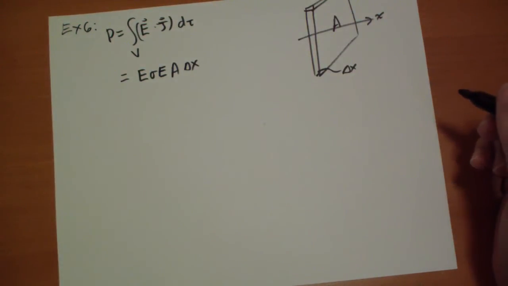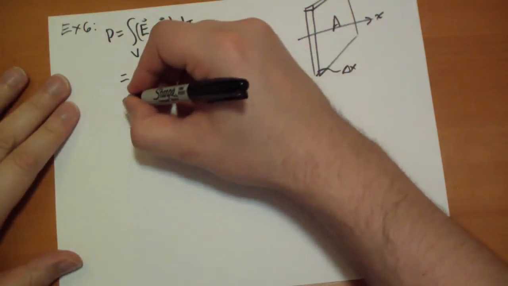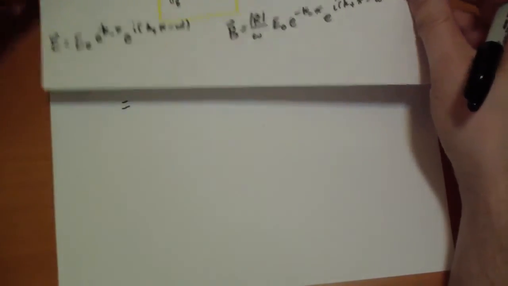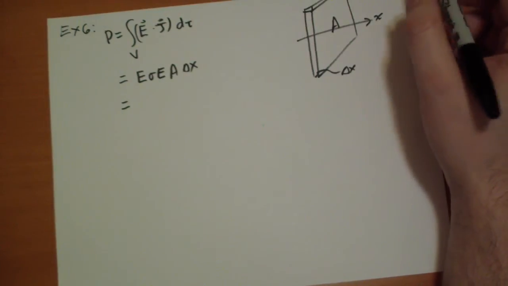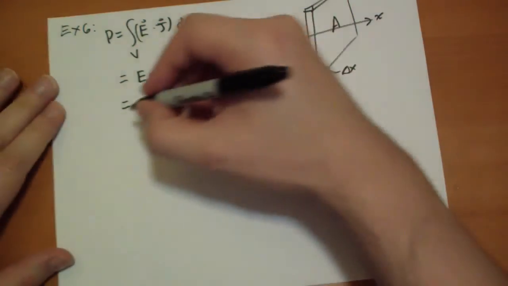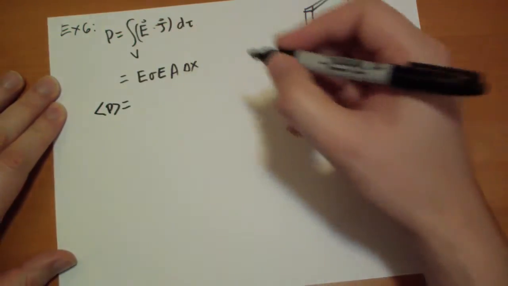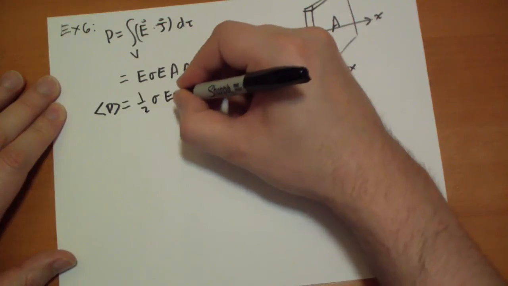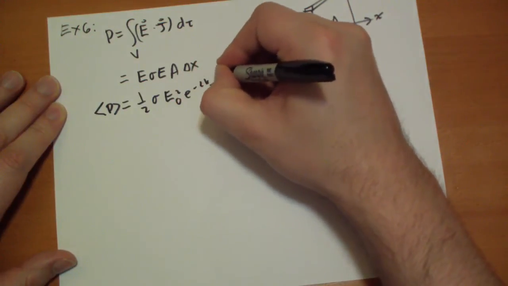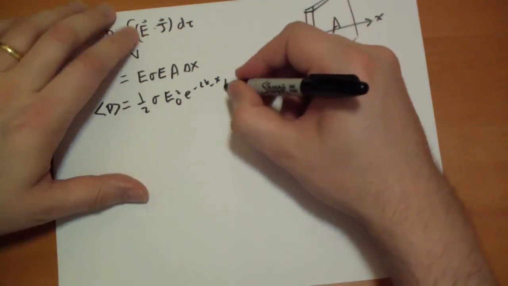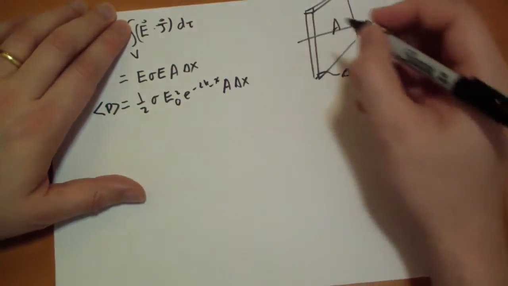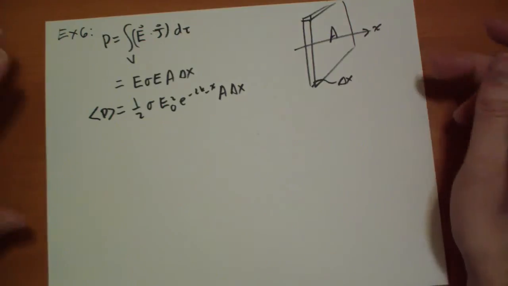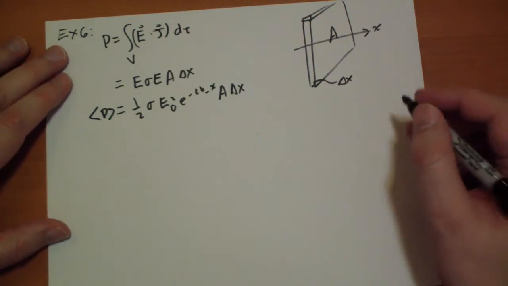Then the average, so what's our E field? This is our E field. We take the average power, and we're going to end up with 1/2 sigma E naught squared e to the minus 2 kappa minus x times A delta x. Okay? We've already solved the average of that. I didn't solve it, I just read it from the book basically, but you get the idea.